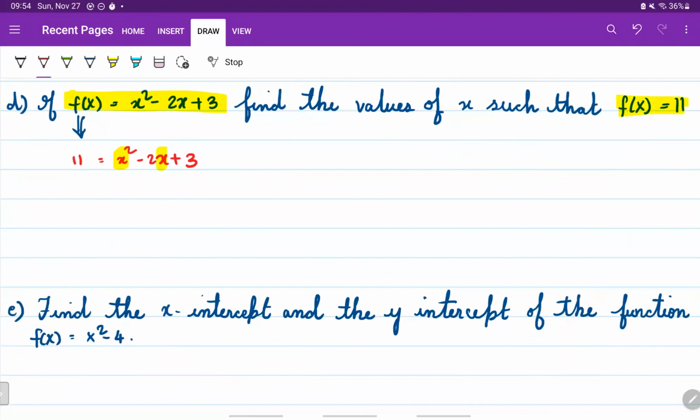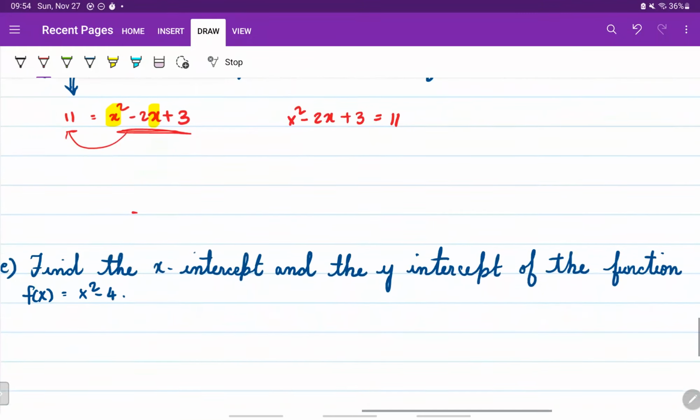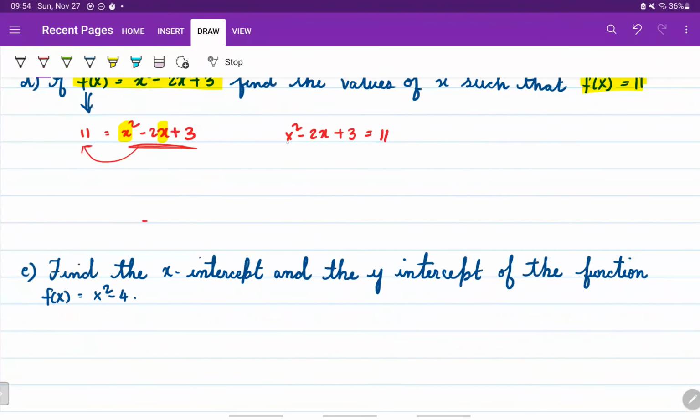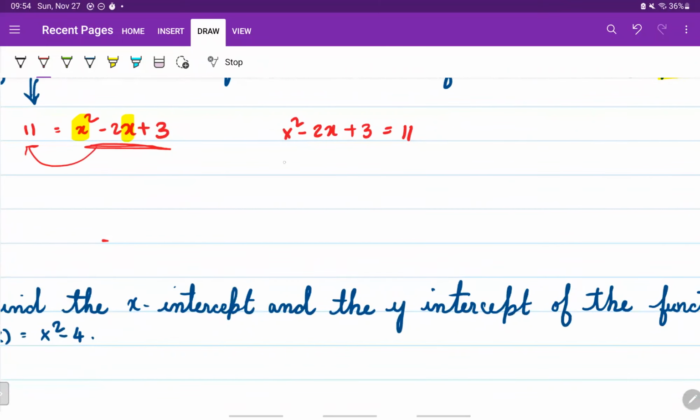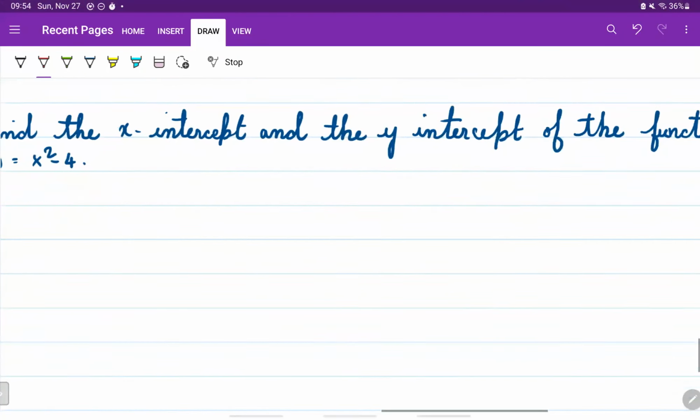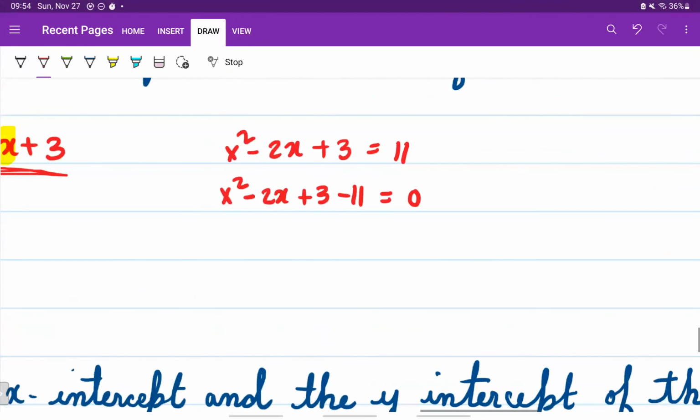Let us do some arithmetic here. I like to switch all the letters to be on the left-hand side. So let us first do that. So I'll just switch the function this way. And then we'll continue our solving. So we subtract 11 on both sides. So you get x squared minus 2x plus 3 minus 11 equals 0. So x squared minus 2x minus 8 equals 0.